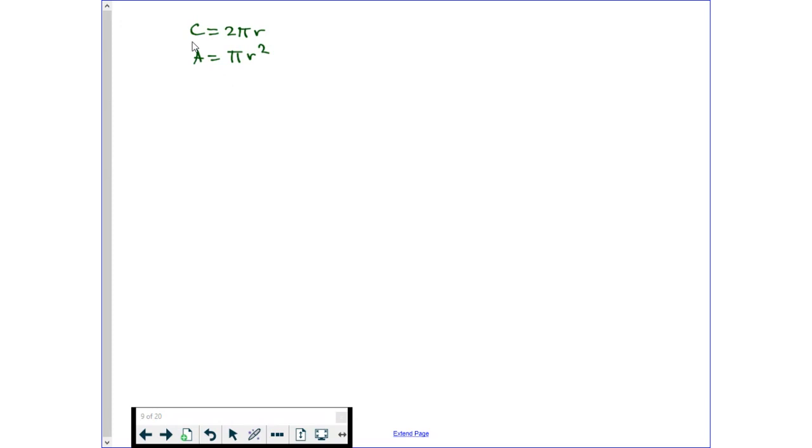So it says the circumference is 5. That means 5 equals 2 pi r. Remember, 2 pi is a number, the coefficient of r. So to solve for r, I have to divide by 2 pi on both sides. Now r is 5 over 2 pi. So I'll use this and substitute into the area formula. The area is pi times r, which is 5 over 2 pi, squared.